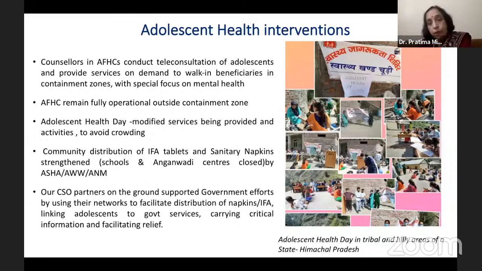Then again, supplies have to be delivered, like IFA tablets and sanitary napkins. And for this, the AAA approach is being used. That is, they are using ASHA, Anganwadi workers and ANMs for these services. And schools are mostly closed, so these services are done on a community basis as well as in the area designated to these healthcare workers. Then the government is also getting a lot of support from civil society organization partners on the ground, and they are also facilitating the distribution of all these essential medicines and pads, sanitary napkins, etc.